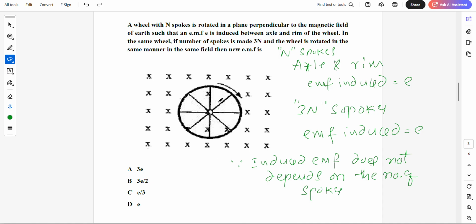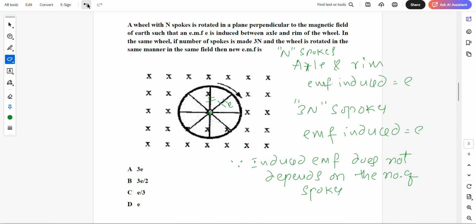Because EMF induced, let us say this is the axle and this is the rim, this is E. Now here they are saying E is the EMF induced, same thing will be here also. Understood? Hope you have understood this.